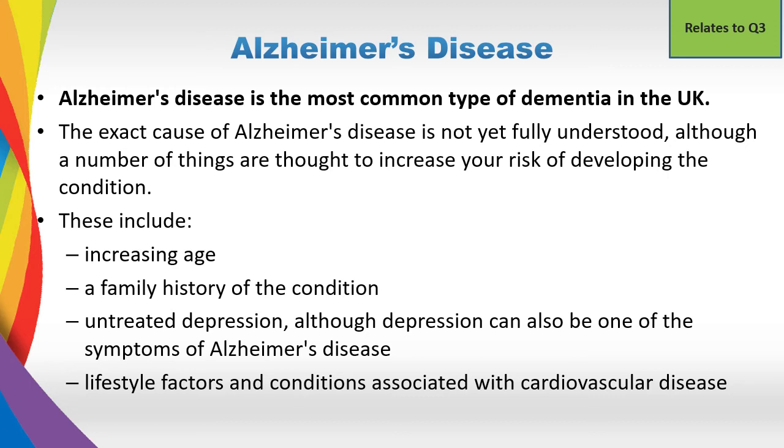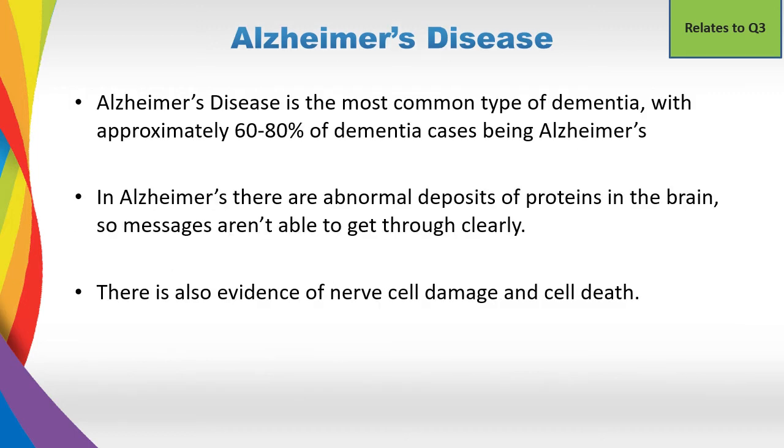Another risk factor for Alzheimer's disease is a lifestyle factor and conditions that are associated with cardiovascular disease. So when we're thinking about lifestyle factors, it could be smoking, and conditions associated with cardiovascular disease could be something like a heart attack. Alzheimer's disease is the most common type of dementia, so it's around 60 to 80% of the causes of dementia being Alzheimer's.